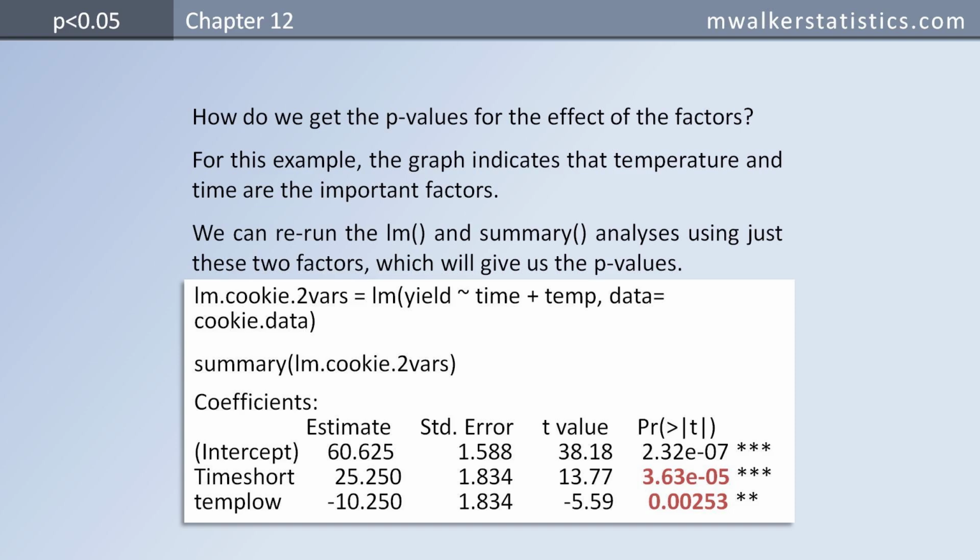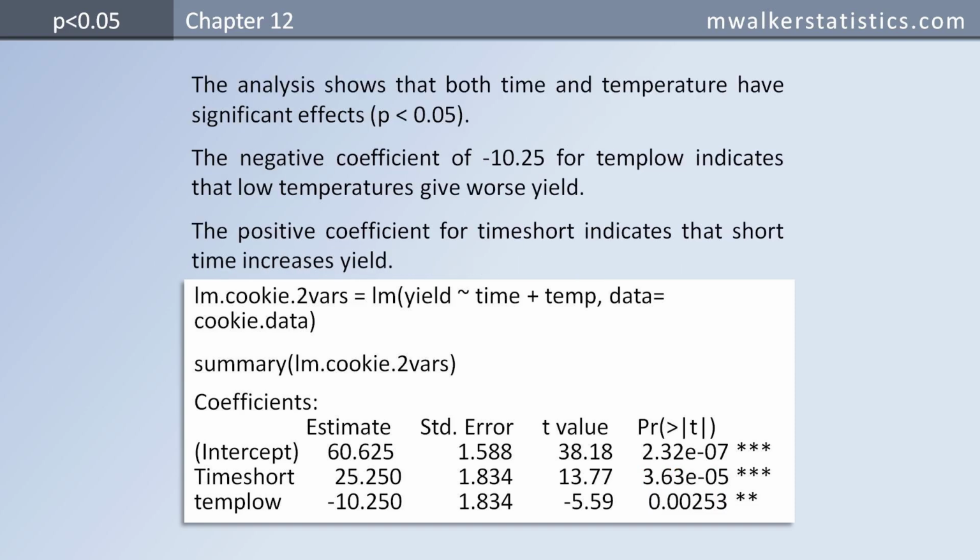How do we get the p-values for the effect of the factors? For this example, the graph indicates that temperature and time are the important factors. We can rerun the lm and summary analyses using just these 2 factors, which will give us the p-values. The analysis shows that both time and temperature have significant effects, p less than 0.05. The negative coefficient of minus 10.25 for temp low indicates that low temperatures give worse yield. The positive coefficient for time short indicates that short time increases yield.